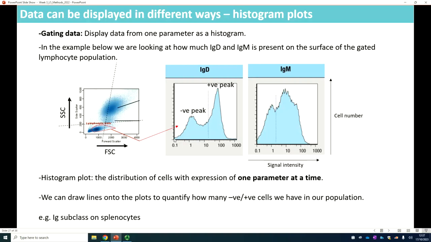So what you can see here is that we've got cell number on the y-axis, and then we've got signal intensity. So we've got a peak of cells here, which corresponds to cells that are negative, so they don't have IgD on the cell surface, to a positive peak for cells that do express IgD on the cell surface. The histogram plot is useful for looking at the distribution of cells with the expression of one parameter at a time, and we can draw lines on the plot here to actually quantify how many cells we've got in our population. So we can count the cells in the negative peak or in the positive peak by just moving the lines around on the plot.